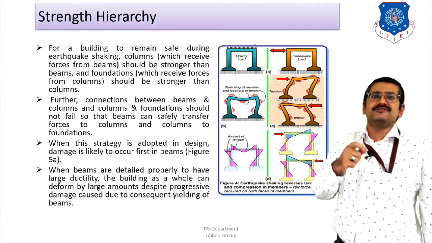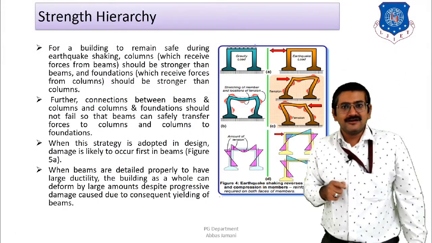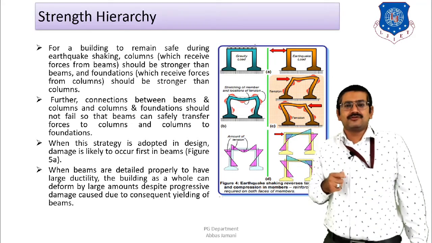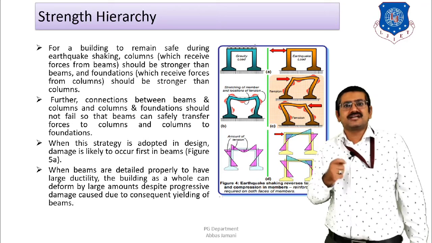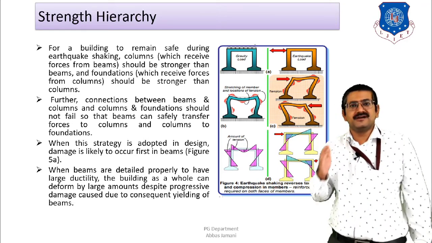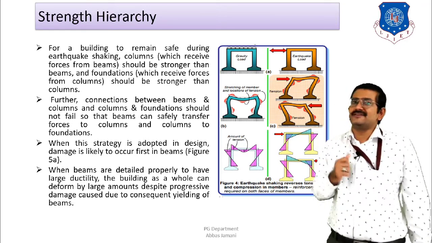Right, now coming to the strength hierarchy: out of these three elements, beam, column and slab, which form the major components for transfer of lateral forces from the top of the building to the bottom, which should be stronger and which should be weaker?